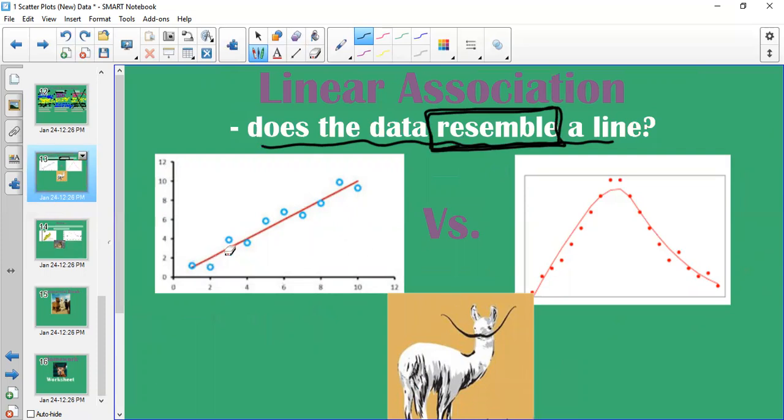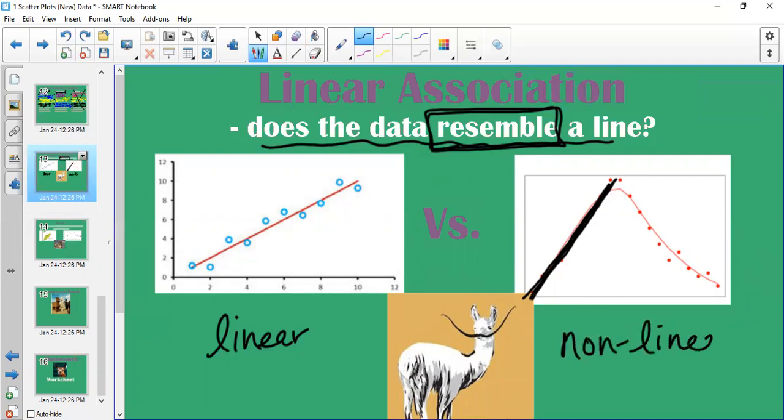So on this one, you can see somebody drew in a line. That data is almost a perfect line. So this is definitely linear. Now the one on the right, it started off being perfectly linear. I mean, that was spot on right there. But then at the top, it took a turn and it went back down. So that one was nonlinear. It started changing directions on us. And that's kind of the difference between linear and nonlinear.